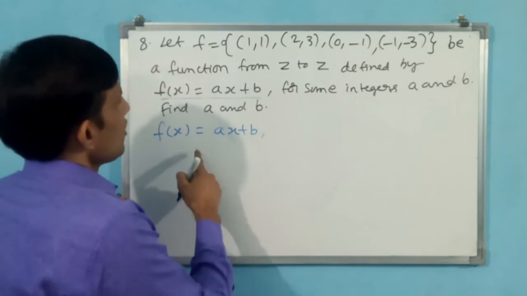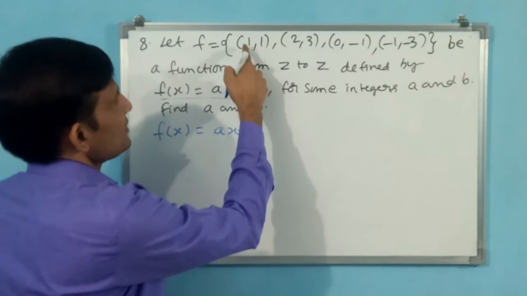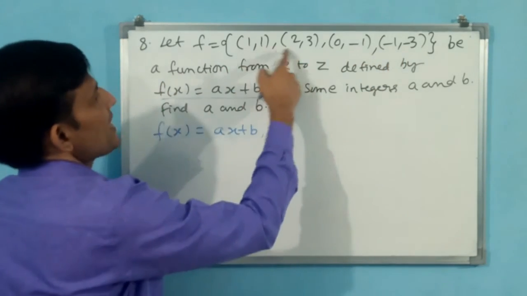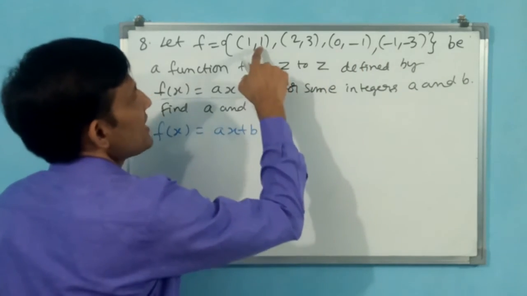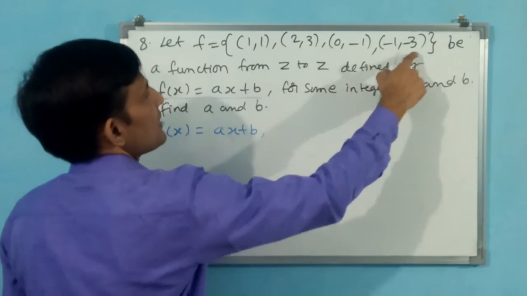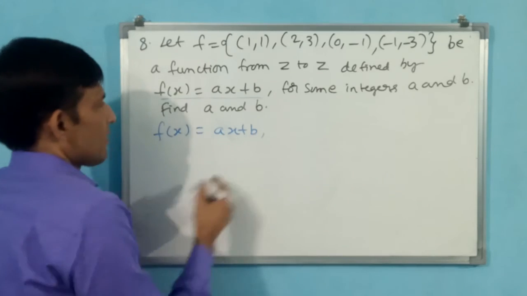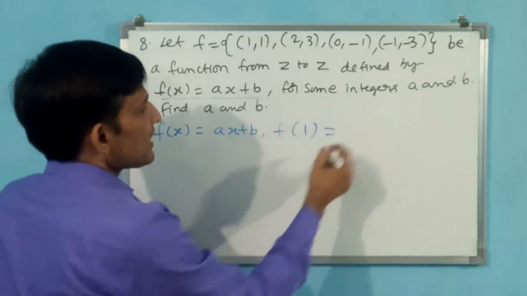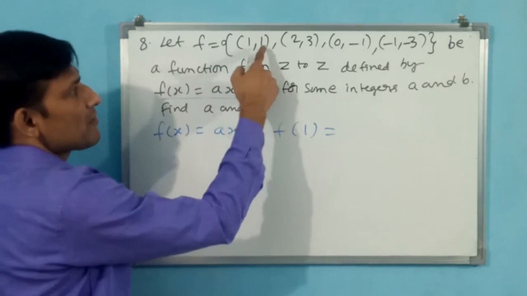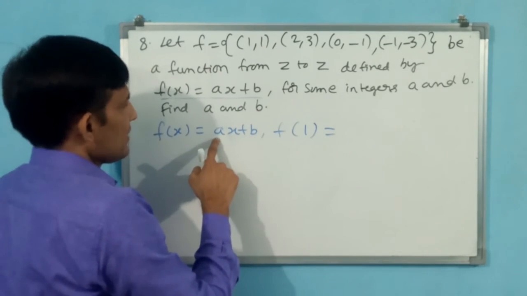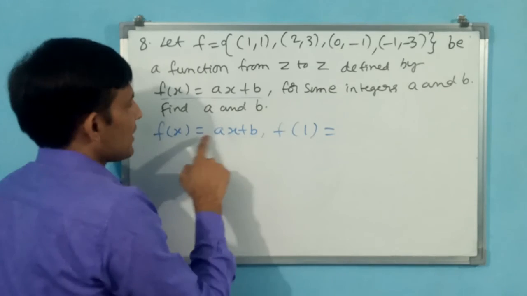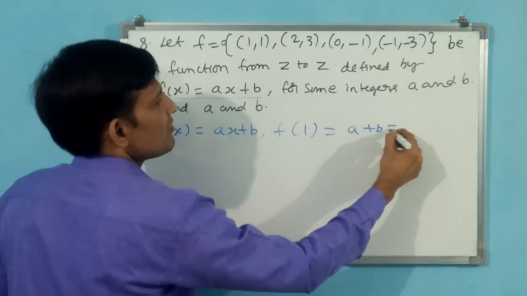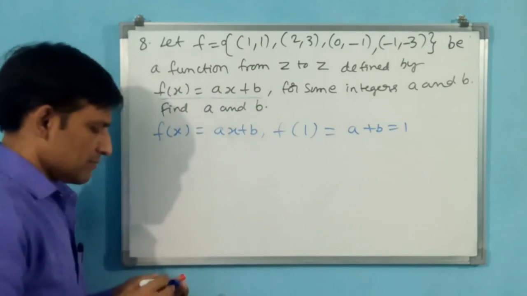Now what I do? See, these are x's and these are y's. y is 1, y is 3, y is minus 1, y is minus 3. Now f of 1, I am giving 1. Here x we have to keep 1. a into 1 is a only, plus b is equal to 1. This one equation has come to you.